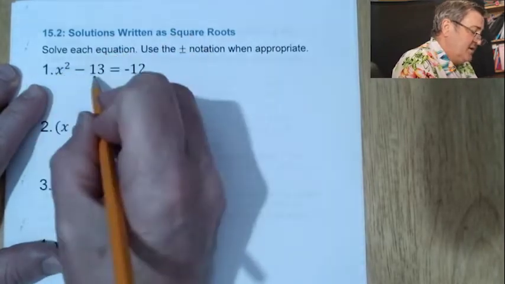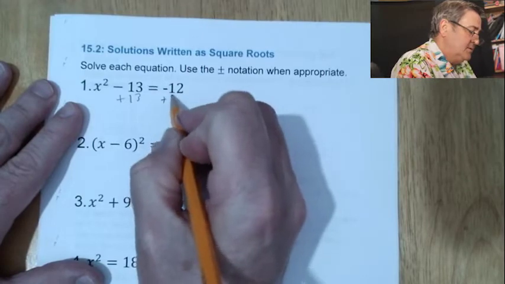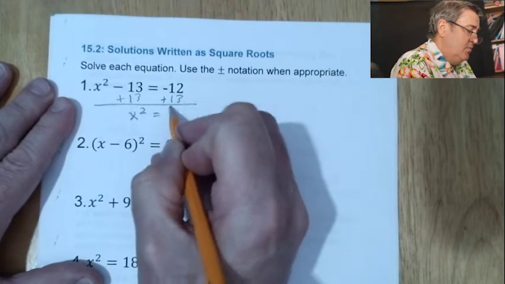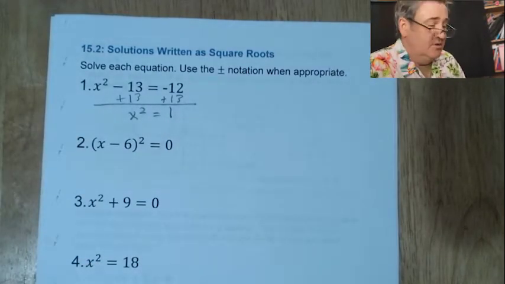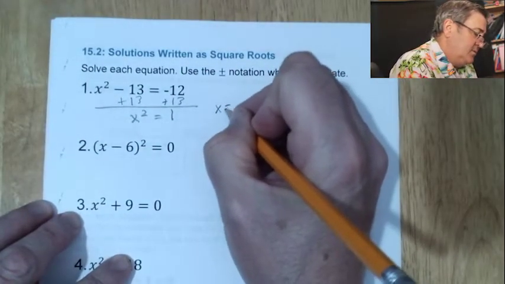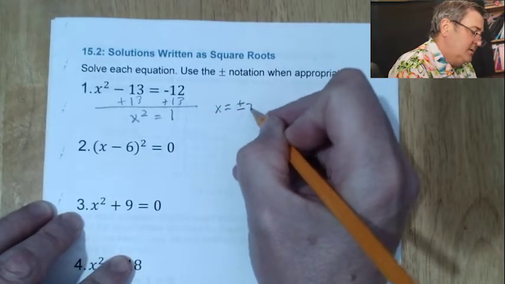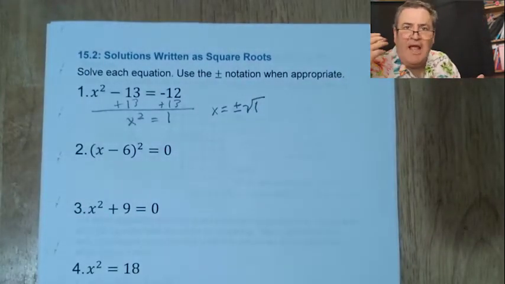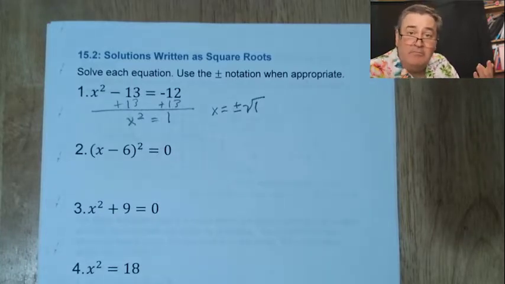We got an x squared and a minus 13. We need to move that 13. So we will add 13 to both sides. X squared equals 1. Negative 12 plus 13. So what does x equal? If x squared equals 1, we need to take the square root of both sides. So x equals plus or minus the square root of 1. That's the same as saying plus 1 and minus 1. X could either be 1 or it could be negative 1.